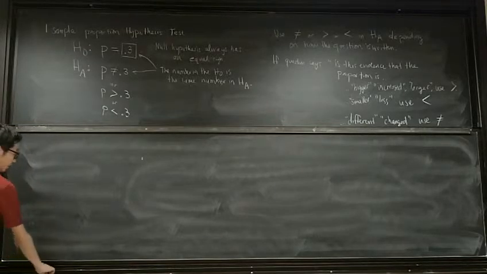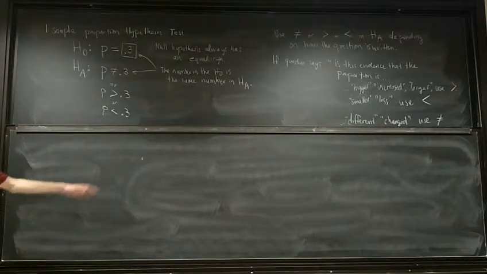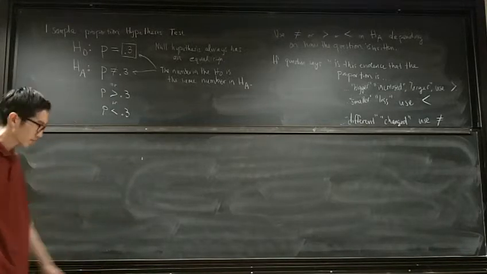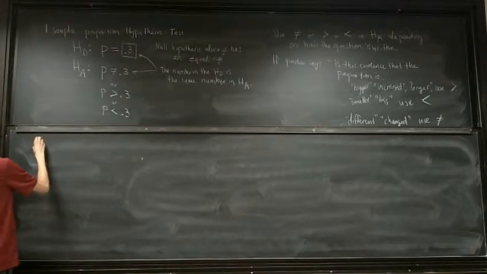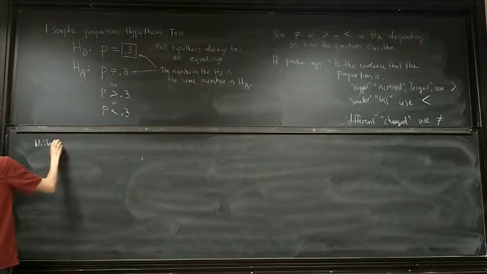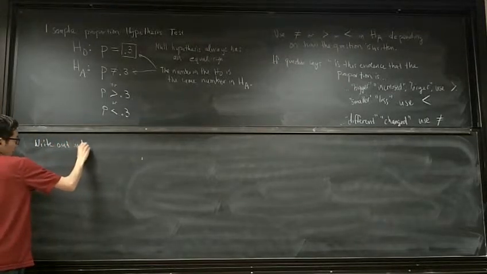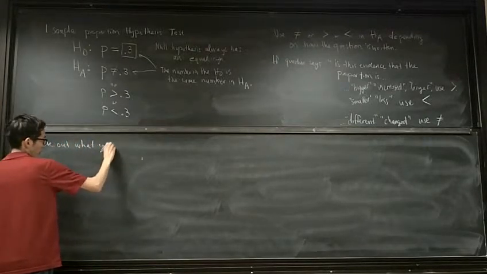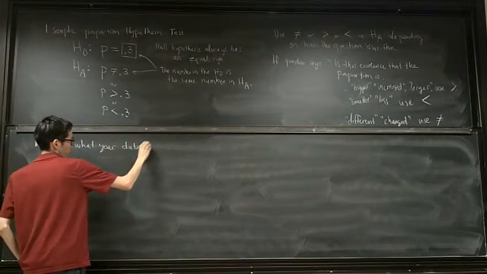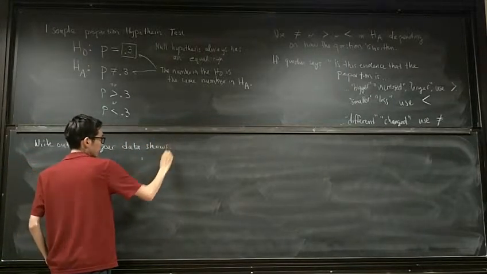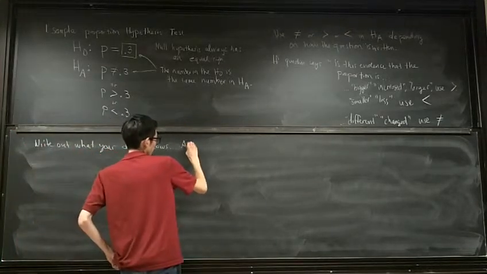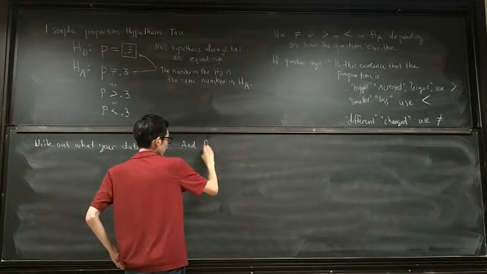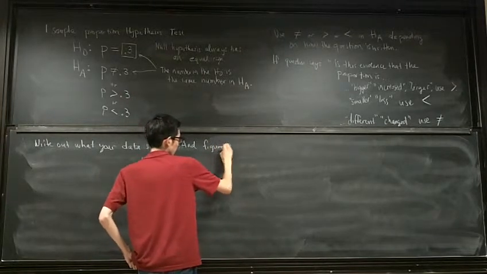And the next part is to write out what your data shows, and figure out, or decide, what we call alpha.